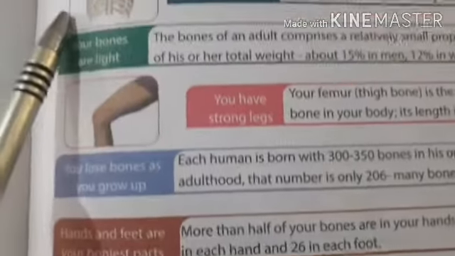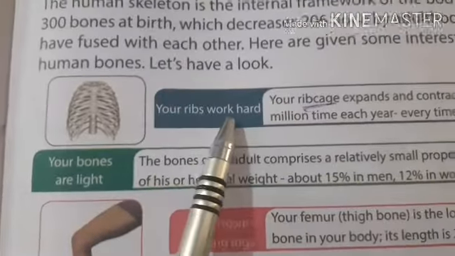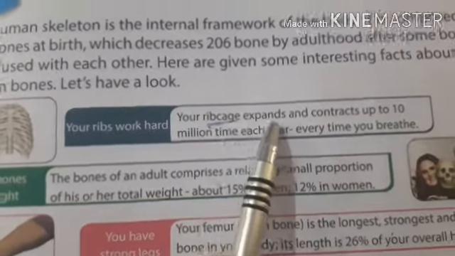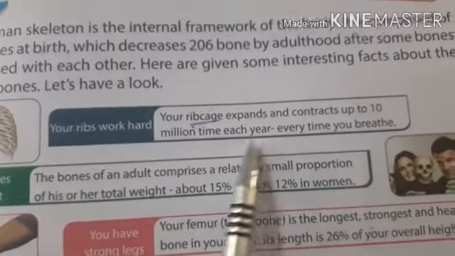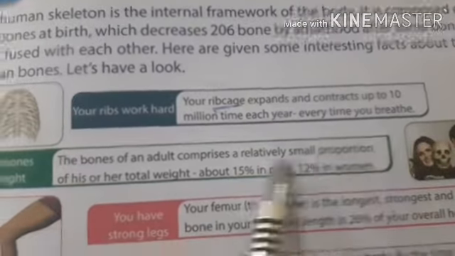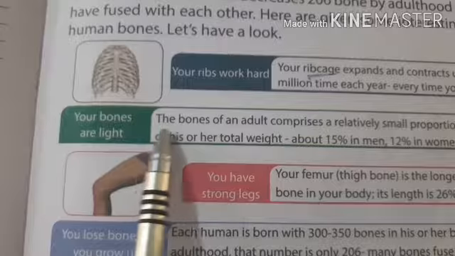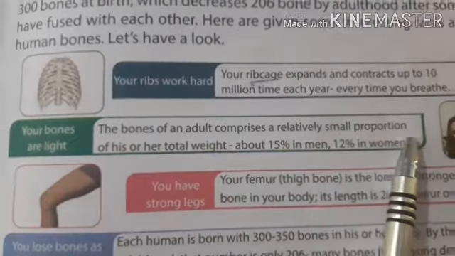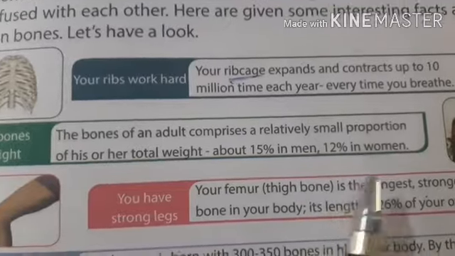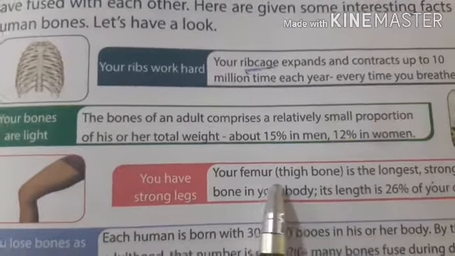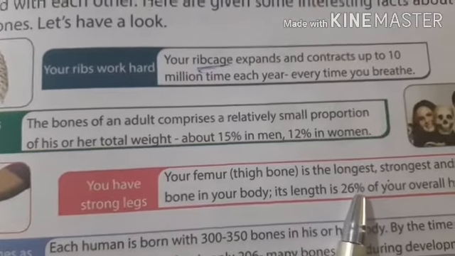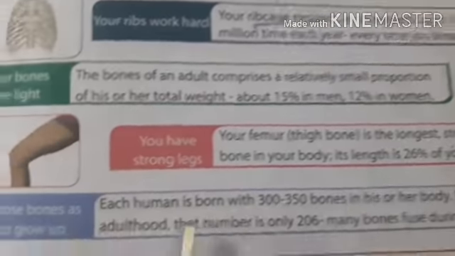So we have discussed the bones. First, you can see our ribs work hard. As our rib cage expands and contracts, our chest expands and contracts up to 10 million times each year as we breathe. Then bones are light, a small proportion of total weight, 15% in men and 12% in women. Then we have a strong leg: the femur, the thigh bone, is the longest, strongest and heaviest bone.